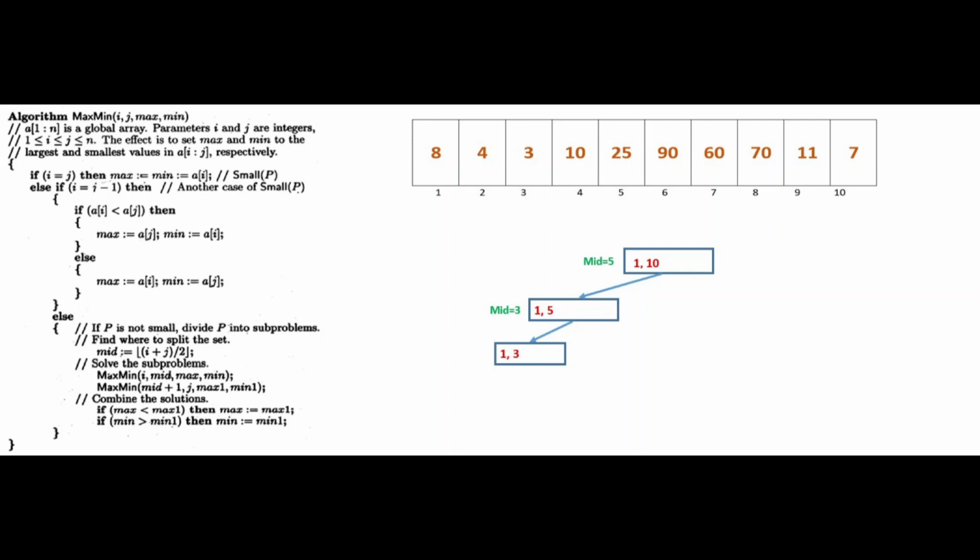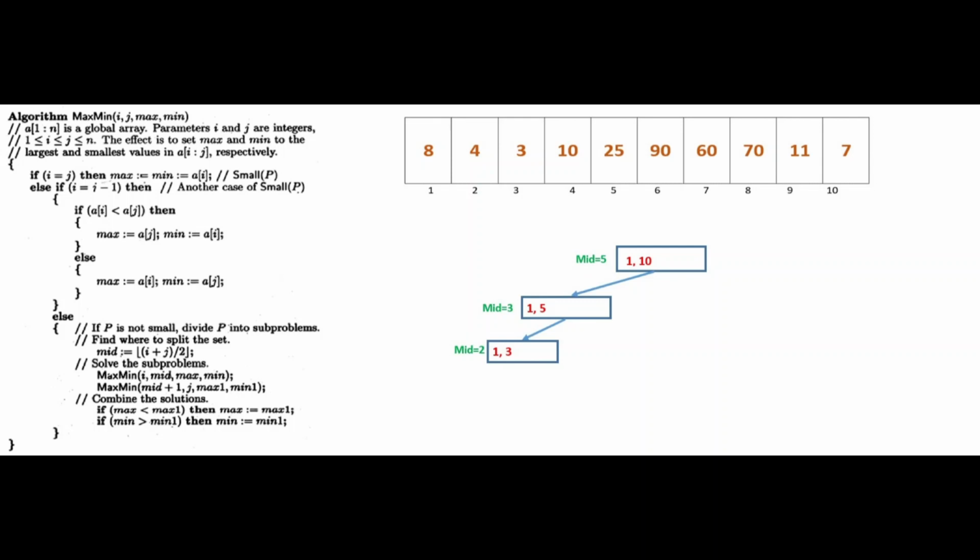Here it is mentioned: if p is not small, divide p into subproblems. So we have to find the mid value. Mid is equal to (1 plus 3) by 2, that is (i plus j) by 2. 1 plus 3 is equal to 4, 4 by 2 is equal to 2. Mid is equal to 2. There are 3 values related to this algorithm: i is equal to 1, j is equal to 3, mid is equal to 2. We have to keep these 3 values. We have no idea about max and min.